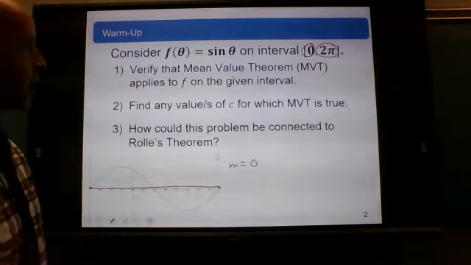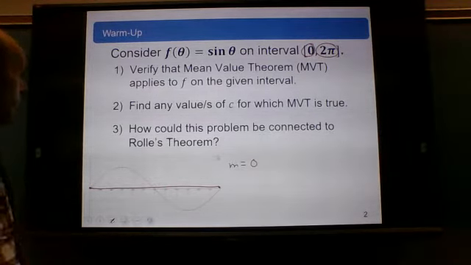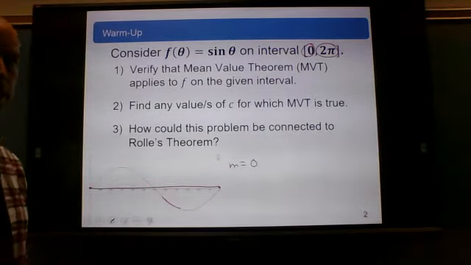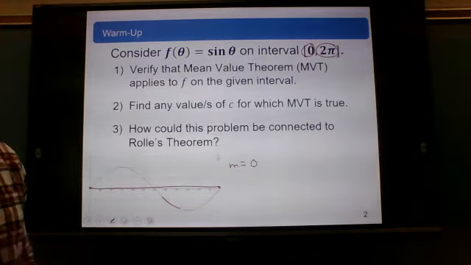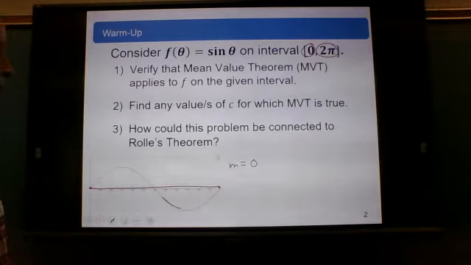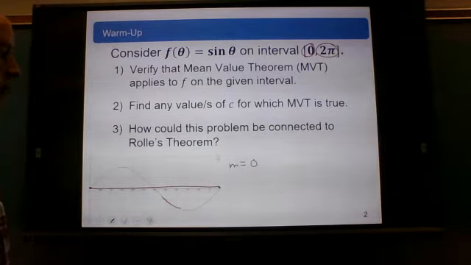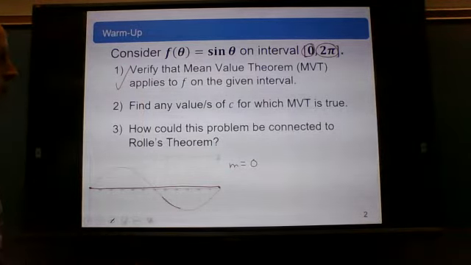So we are interested in figuring out if the mean value theorem applies here. Well, the first question is: is this function continuous? And clearly it is. And is it differentiable? And clearly that is also true. You should hopefully know that the derivative of sine is cosine. The other thing you could argue is that this is a nice, smooth, continuous curve with no sharp turns or asymptotes or anything like that. So it does apply in this situation.